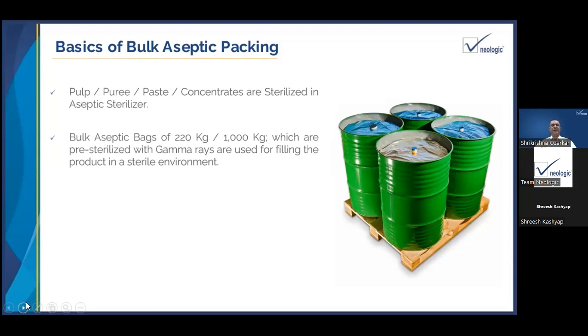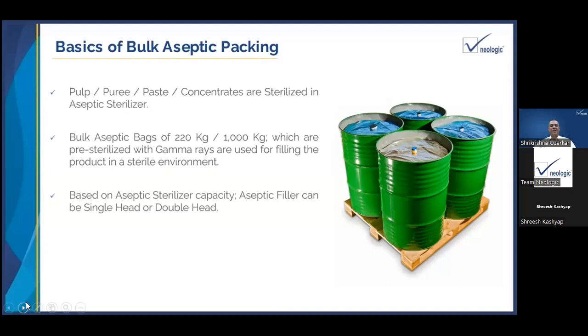The bulk bag can be of 220 kg or 1000 kg, depending on what you are producing and where it is going to be consumed. These bags are always pre-sterilized. So like we saw earlier in the definition of aseptic processing, the processing is aseptic, that is sterilized, and even your bag is sterilized. These bags are pre-sterilized with gamma rays, and then are used for filling the product in a sterile environment. This product filling is always at normal room temperature, and not hot filling, unlike in the hot filling in the cans or pouches and other things.